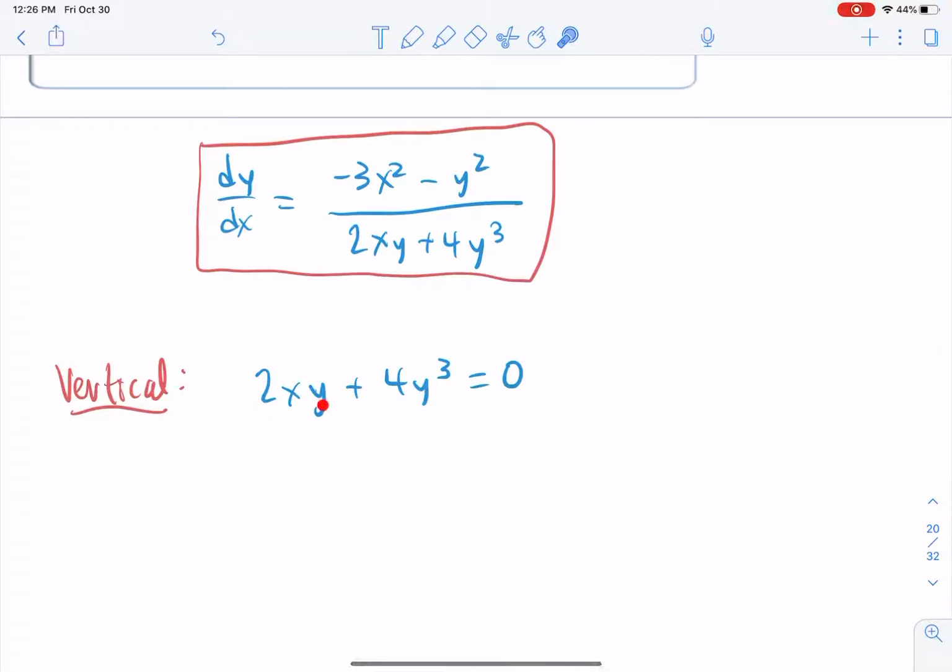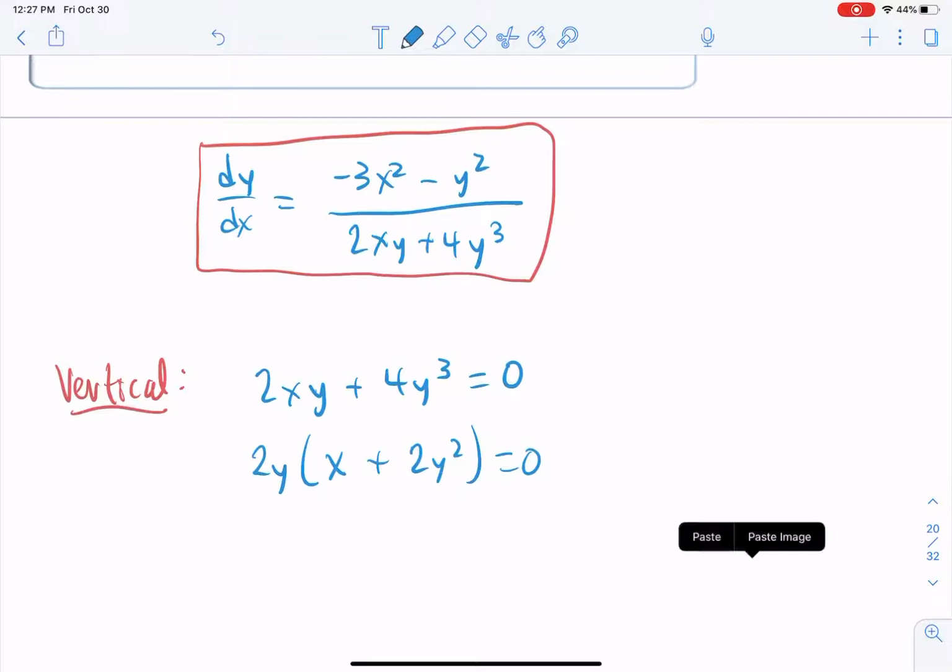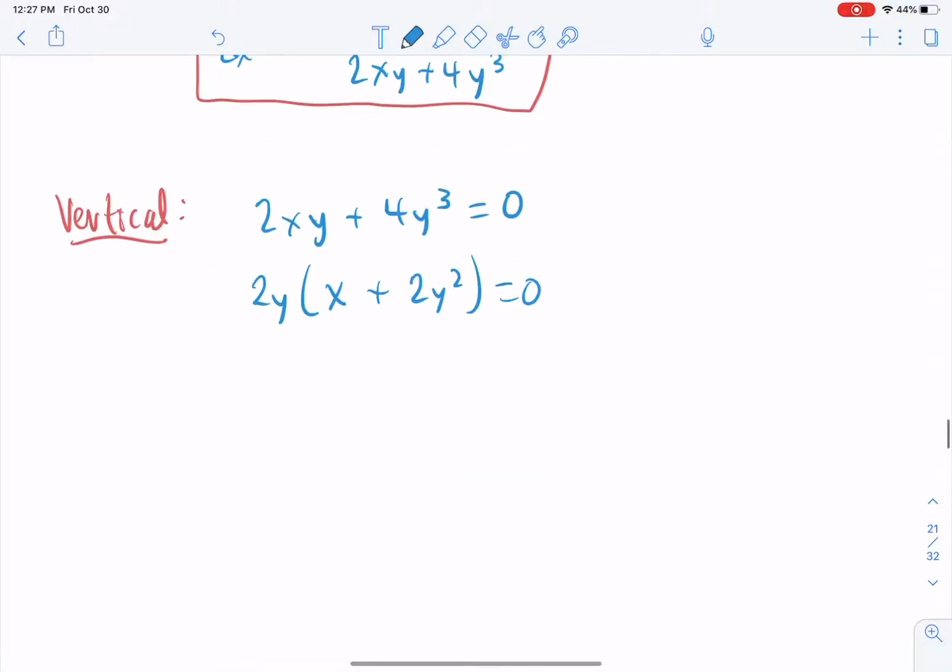But notice that they both have a factor of y in common. You can factor it out. You can factor out a 2y, actually, so 2y times, I'd have an x plus 2y squared. There we go. And now we act like we're in Algebra 1, applying the 0 product property. I got 2 things that multiply up to 0, so at least one of them has to be 0. So maybe, just maybe, it's this one. 2y is equal to 0, which means that y is equal to 0.